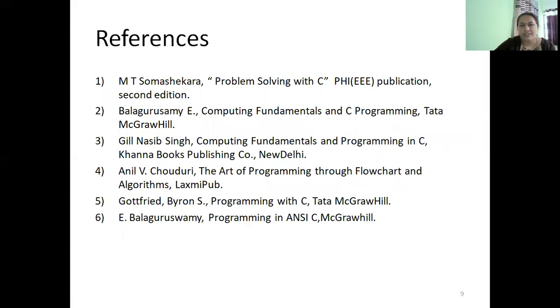So this was about the different types of constants supported in C language.